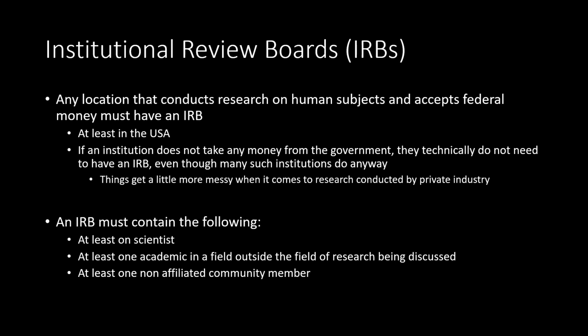And then you'd also have to have at least one non-affiliated community member. By non-affiliated, we mean that they're not affiliated with the university or the institution that has the IRB, and that they're just from the general community. Now, it could be somebody's grandmother, it could be someone who heads the local Rotary Club, it could be something like that. And it doesn't only have to have one of each, it can have multiple of each of these. In fact, oftentimes the more diverse an IRB is, the better they are at approaching these types of situations.